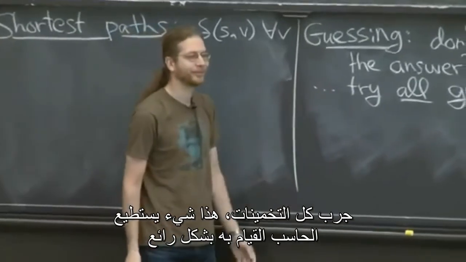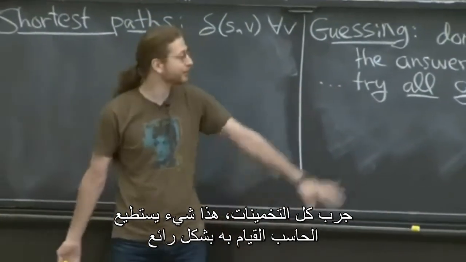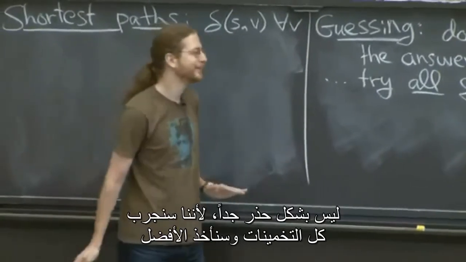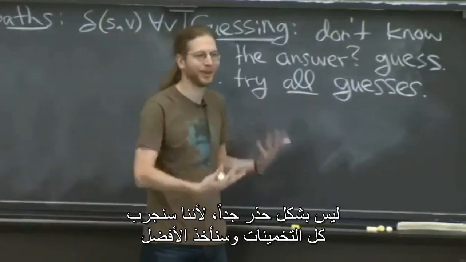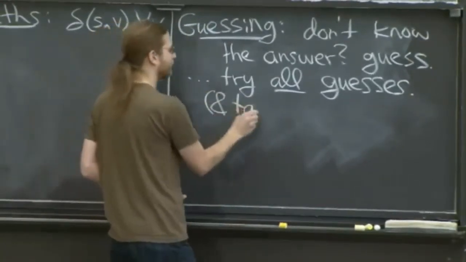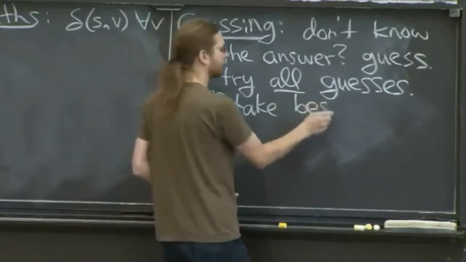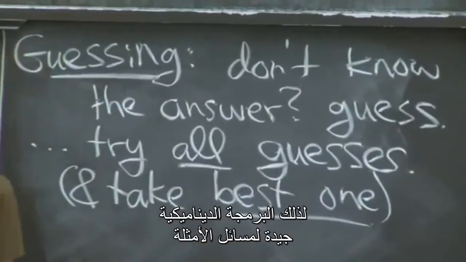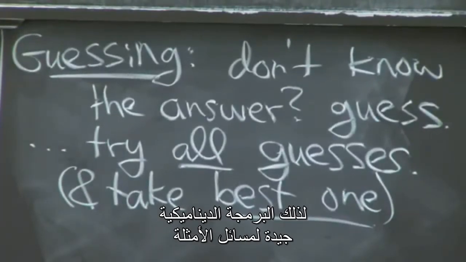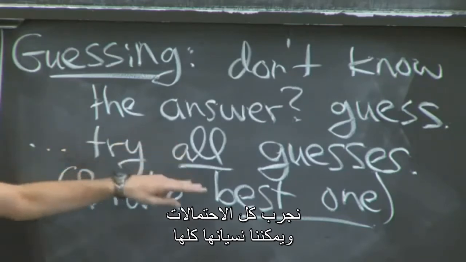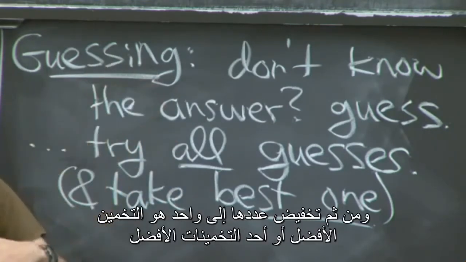Try all the guesses. That's something a computer can do great. This is the brute force part. But we're going to do it carefully. Not that carefully. I mean, we're just trying all the guesses. Take the best one. Now, it's kind of important that we can choose one to be called best. That's why dynamic programming is good for optimization problems. You want to maximize something, minimize something. You try them all, and then you can forget about all of them and just reduce it down to one thing, which is the best one or a best one.